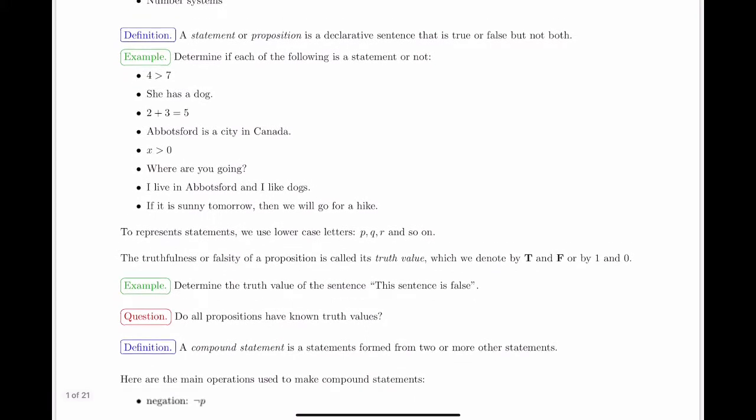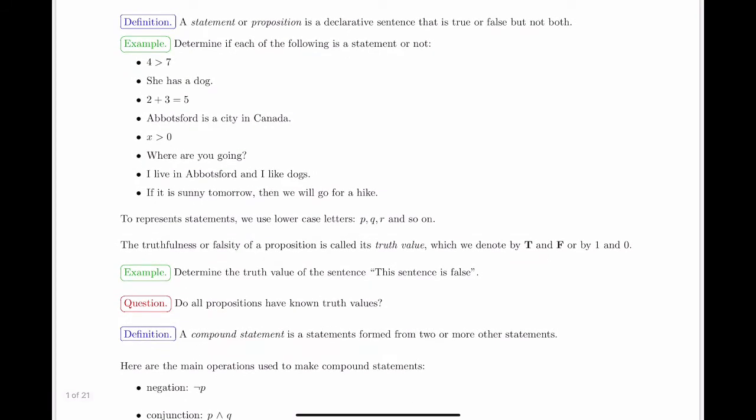So let's begin with a definition of what is a statement or a proposition. A statement or proposition is a declarative sentence that is true or false, but not both. So let's go through some examples to see if we can classify the following as propositions or not. So remember, it has to be a declarative sentence that has to have a value that is either true or false. 4 is greater than 7 is a declarative sentence. It is false, but it is a declarative sentence that is false and certainly not true, so it can't be both. Therefore, it is in fact a proposition.